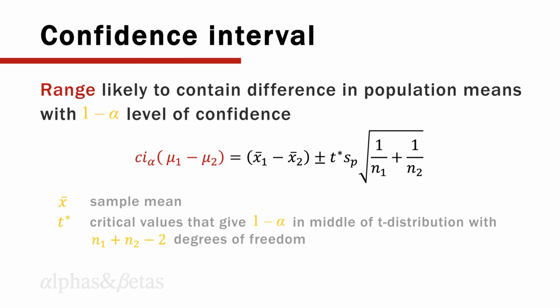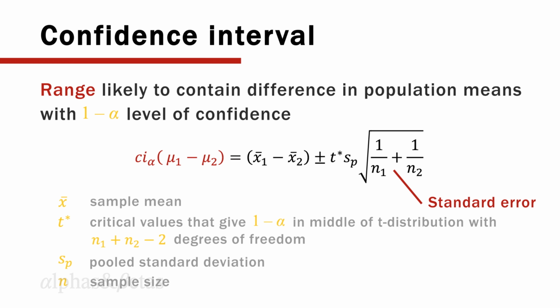t star is the absolute value of the critical values that give 1 minus alpha in the middle of the t distribution with n1 plus n2 minus 2 degrees of freedom, and the last term is the standard error. SP is the pooled standard deviation, and n1 and n2 are the sample sizes for samples 1 and 2 respectively. The margin of error is the critical value times the standard error.